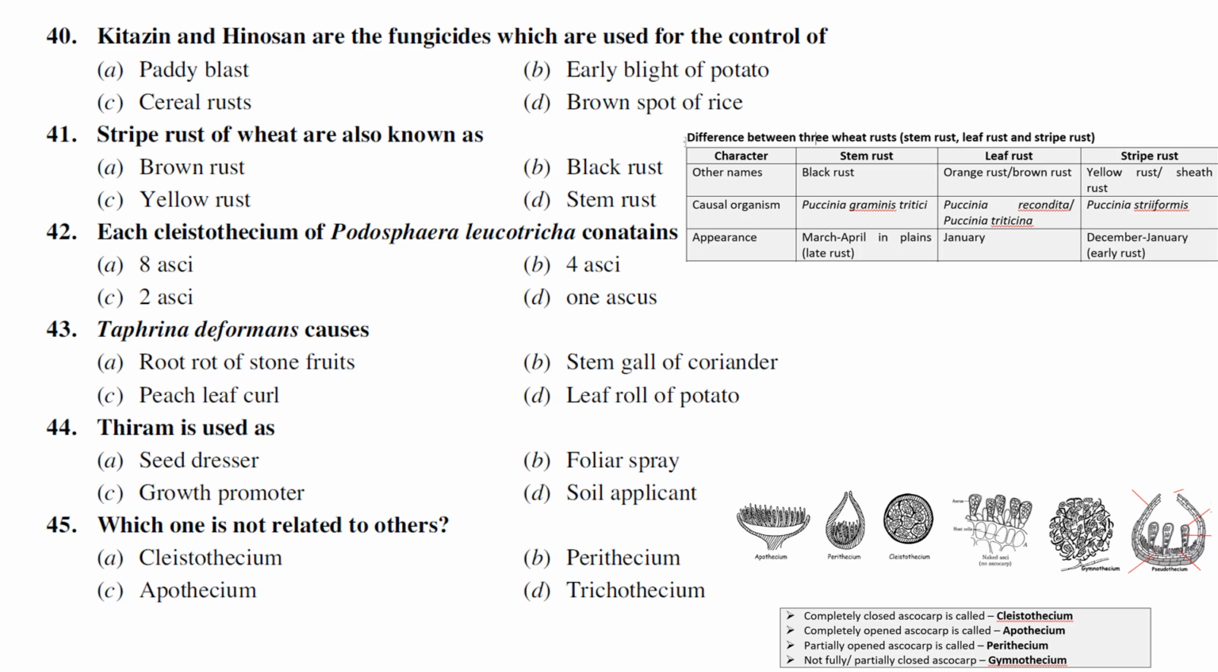Kitazin and Hinosan are the fungicides which are used for the management of paddy blast, early blight of potato, cereal rust, brown spot of rice. Generally, Kitazin and Hinosan are especially recommended for paddy blast. These are the trade names Kitazin and Hinosan. There are common names for these as well: edifenphos and one more fungicide.